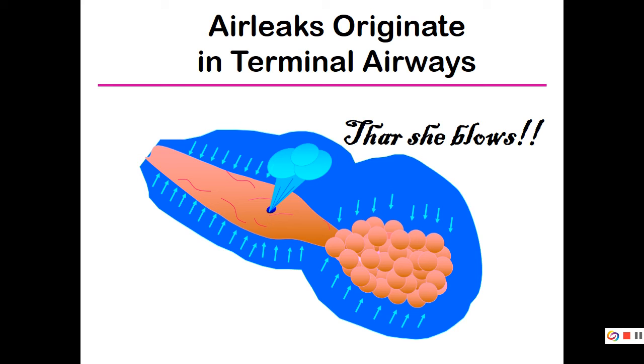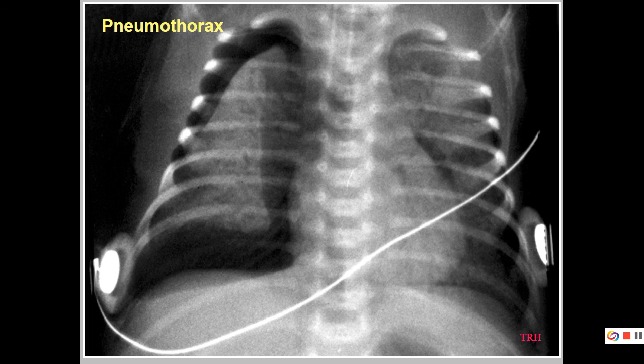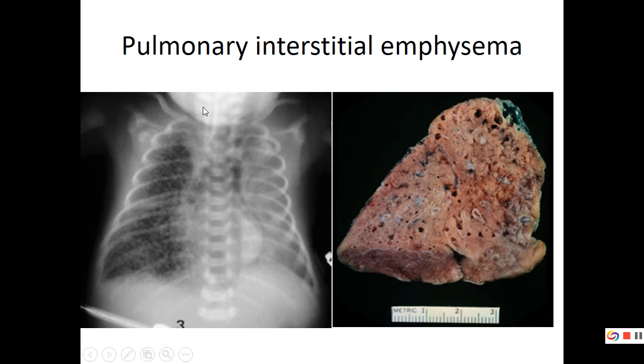What happens when you get an air leak? Well, air leaks can be lots of different things. They can be a pneumothorax. Okay, there's free air in the pleural space. You can get pulmonary interstitial emphysema. It kind of looks like salt and pepper or little bubbles over here. If you had a gross pathologic specimen of the lung, you would see all these little bubbles.